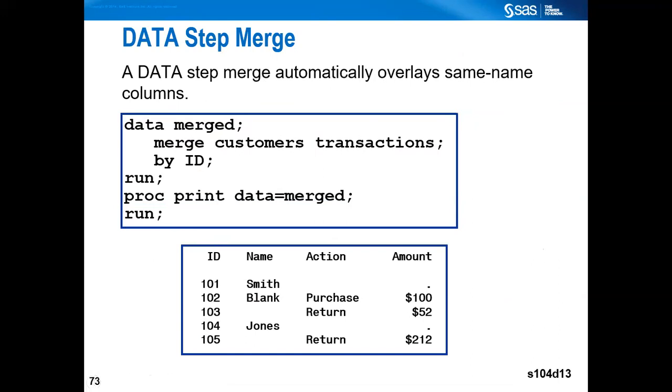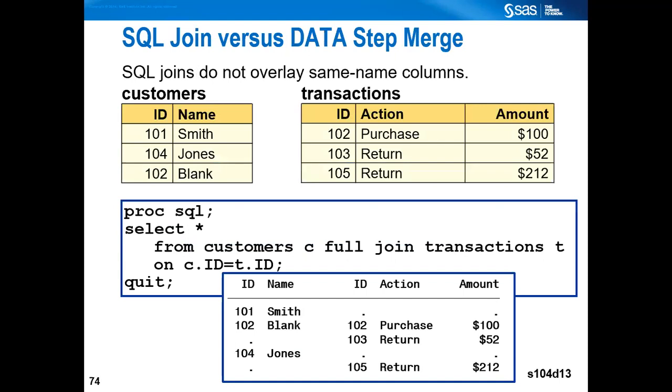Correct? Agreed, right? It's giving you all matchings as well as non-matchings, because simply writing merge by ID, you're not using any IN= dataset option to select common rows. But look at the common columns. ID is matching, but it appears only once. By default, the data step overlays the common column, but it is not the same behavior with SQL. SQL does not overlay the same named column. So you get this. Are you getting what I'm trying to tell you?